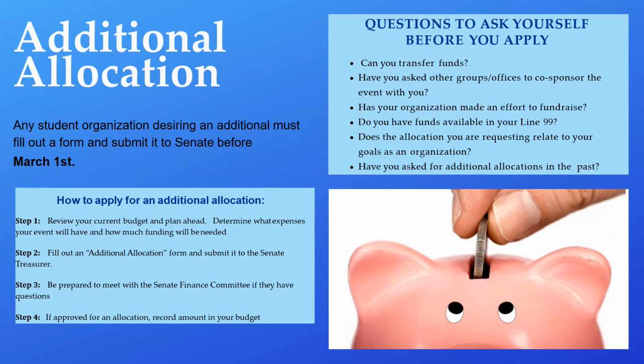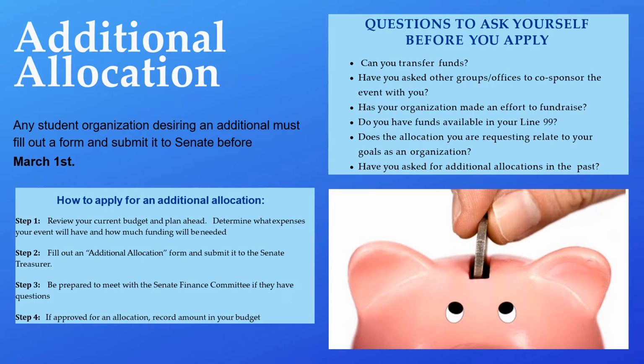For the next two slides, we are going to focus on additional allocations and line transfers. Additional allocations are a request to Senate for additional funding above and beyond what you currently have. Any organization requesting additional funds must submit the request to Senate before March 1st. Student organizations should review their current budget and plan ahead. Please determine what the total expense of the event will be and how much funding will be needed. Once you fill out the form and submit it to Senate, they will hold a hearing and you will be invited to answer questions.